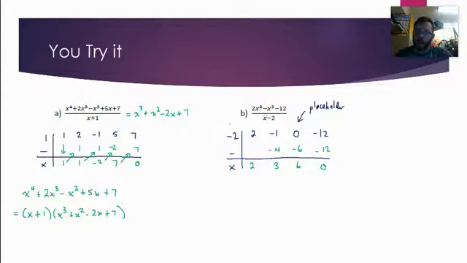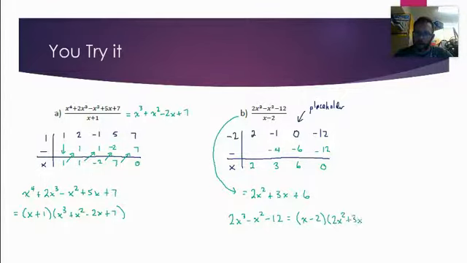And so what we have seen is that this division is equal to 2x squared plus 3x plus 6. Or in other words, this cubic polynomial expression, we could factor it as x minus 2 times 2x squared plus 3x plus 6.